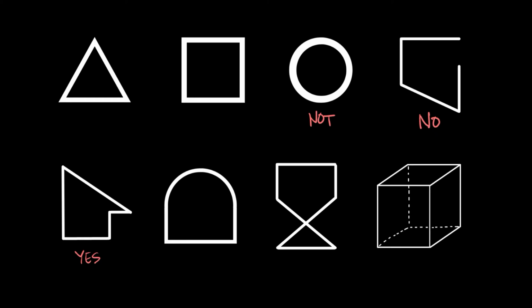What about this guy right here? Is this a polygon? No, it's not, right? Because it's a closed shape, but you can see we have this curved line right here, and polygons don't have any curves to them. So no, this is not a polygon.